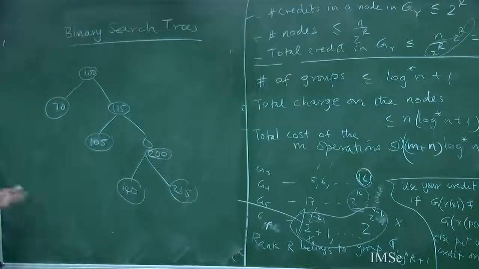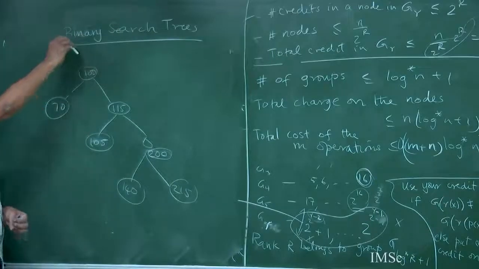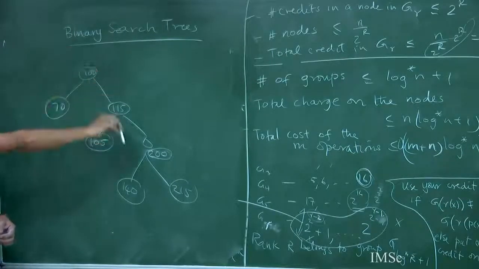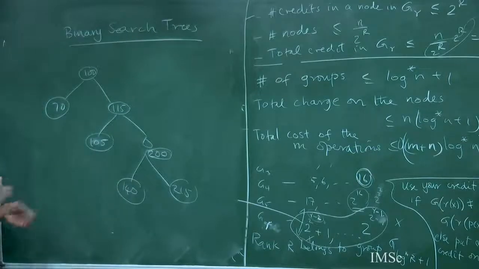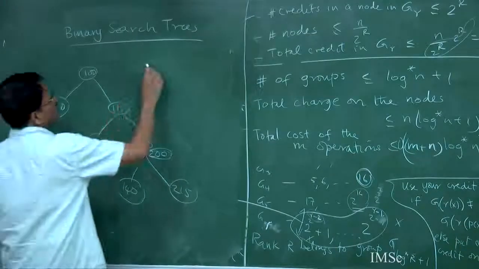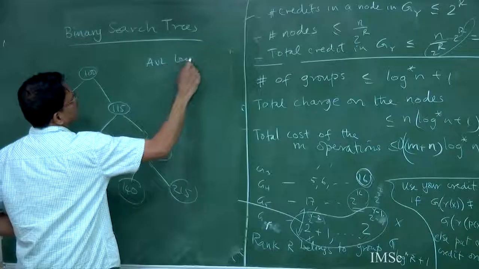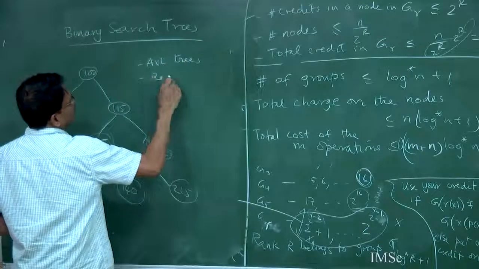And it is useful for search clearly, because if you want to search for an element, you compare it with the root, and if the element you are looking for is larger, you go to the right, otherwise you go to the left and recurse, right? And the time for search would be proportional to the height of the tree. So you have every reason to do your operation so that the height remains order log n. So there are many balanced binary search trees, where AVL trees, red black trees.